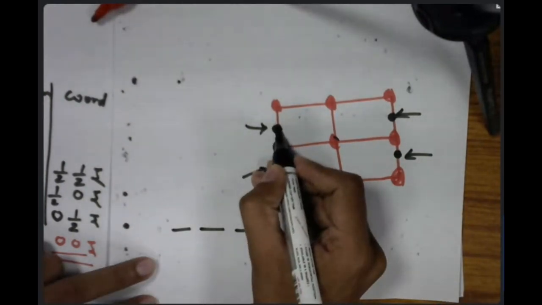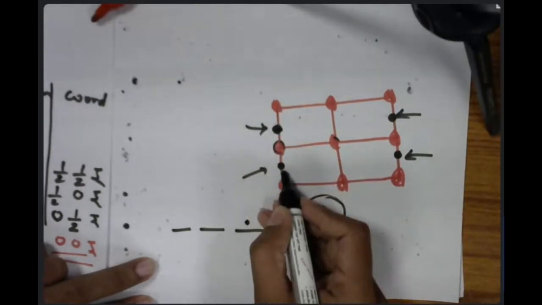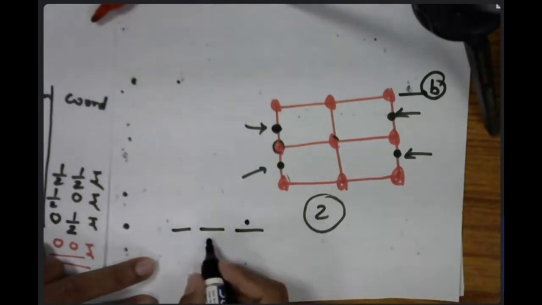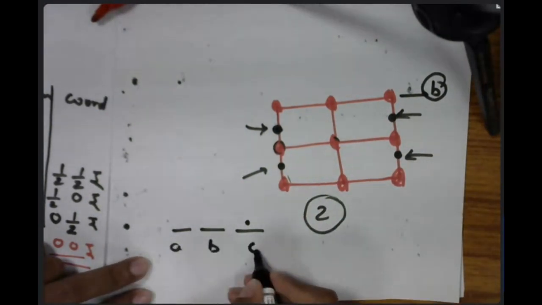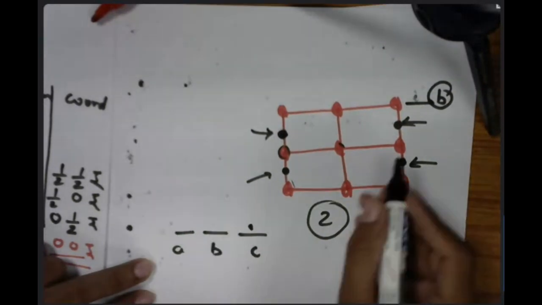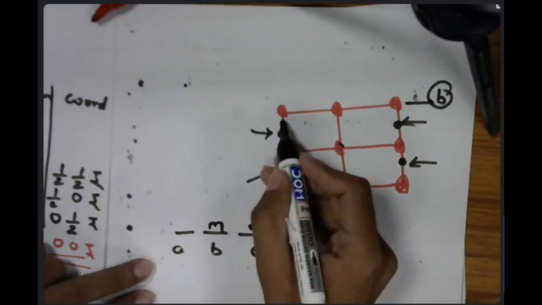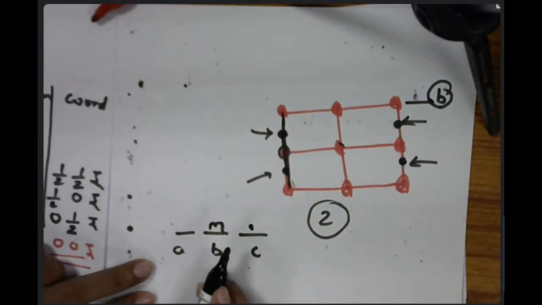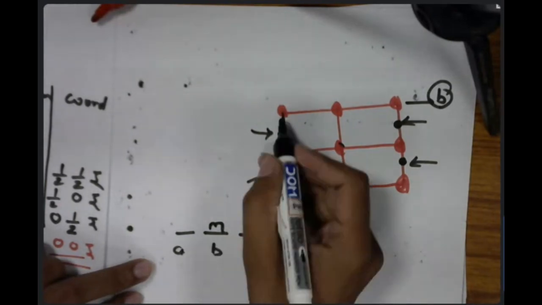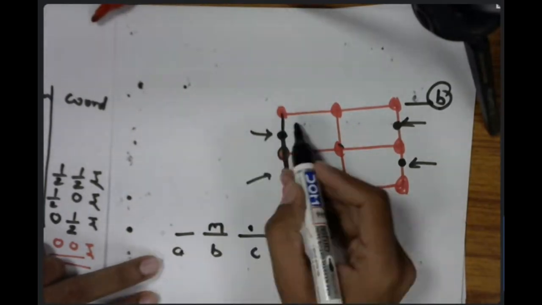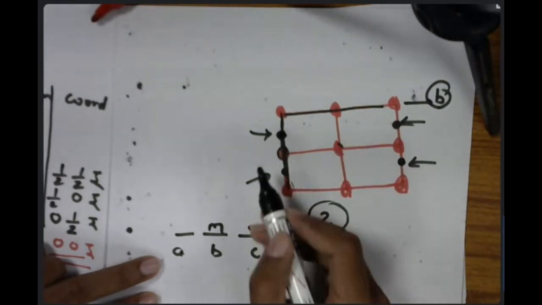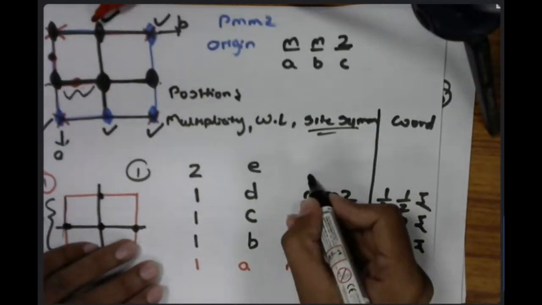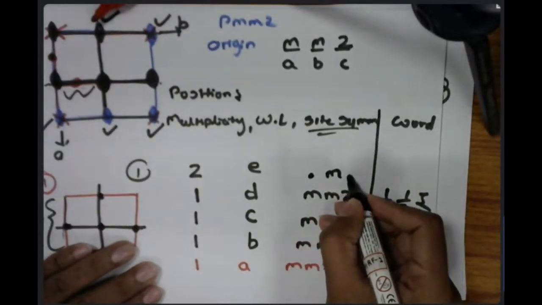This particular point is lying on this particular mirror, which is perpendicular to the B axis. So along the C there was nothing, and perpendicular to B there is a mirror. So we'll write a mirror. This particular site is a mirror, which is perpendicular to the B. Now, what about A? A is not having anything over here, right? A is having the mirror over here, but not at this particular point. So again, we'll write dot. So the site symmetry of this particular point will be dot M dot.